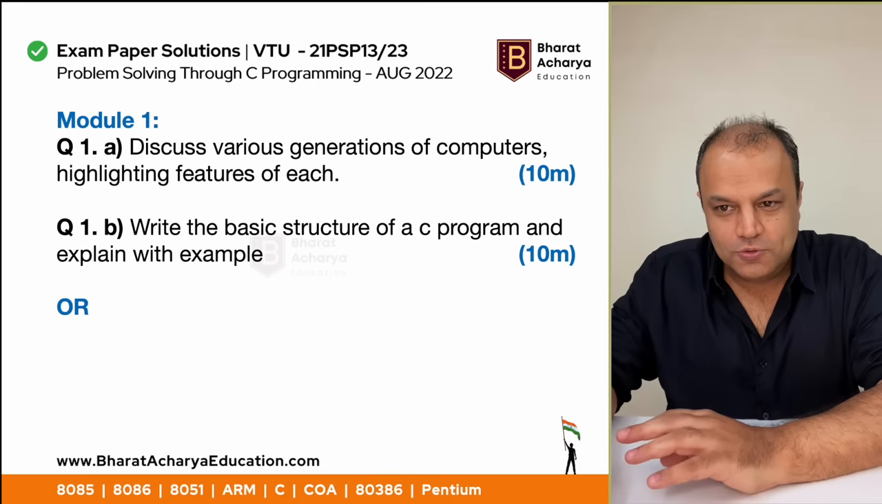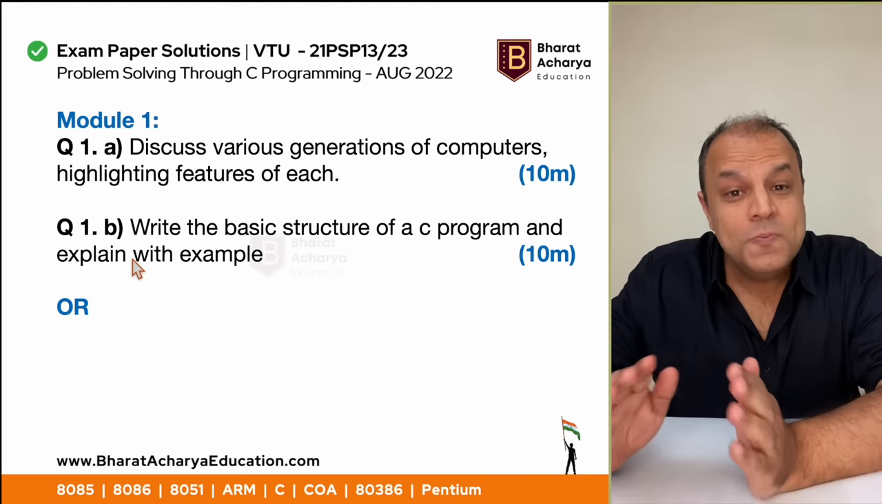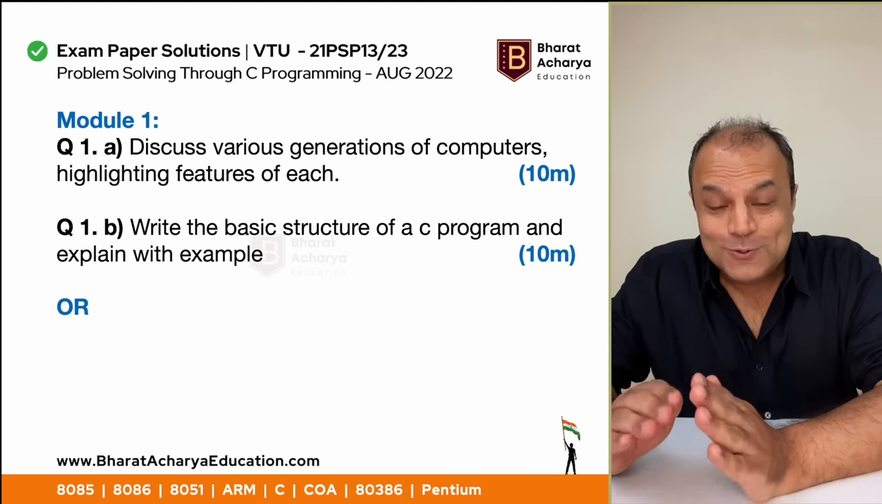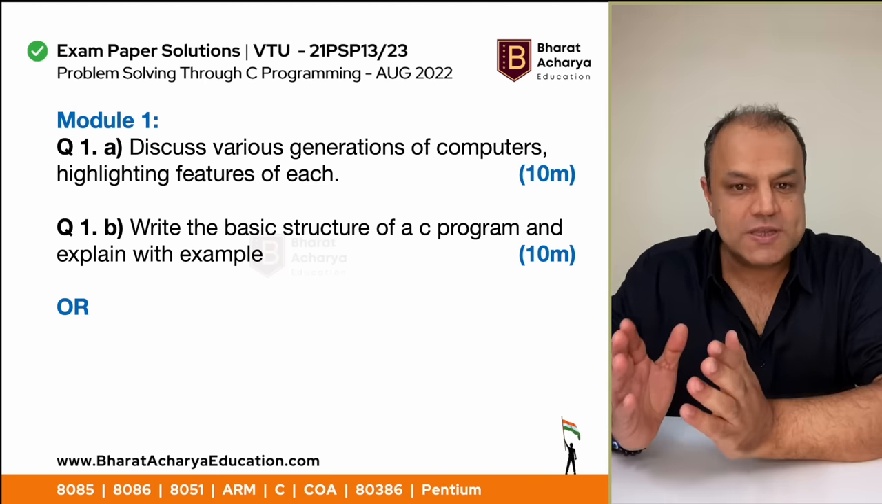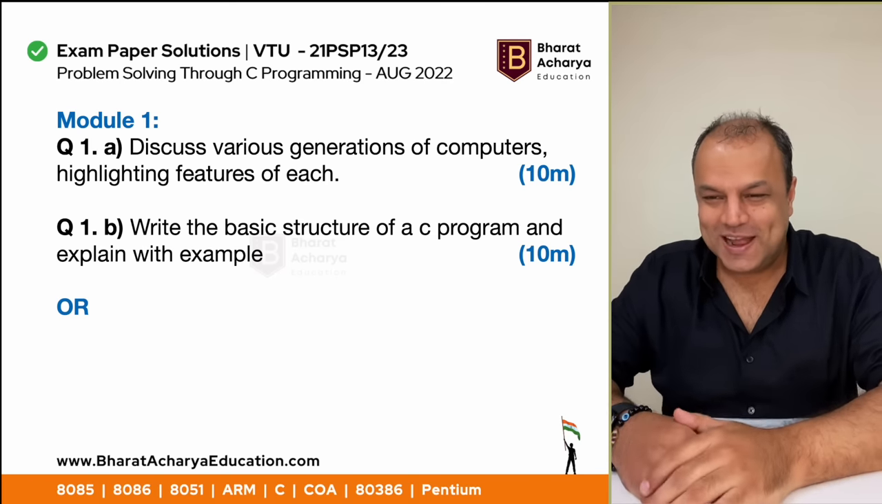So this is module 1, where question number 1 has 2 parts. I'll show you question number 1 and question number 2. You decide which one you want to attempt if you are the student. Of course, I'm going to teach you both, but you have to decide which one to attempt. I'll tell you which one I would.